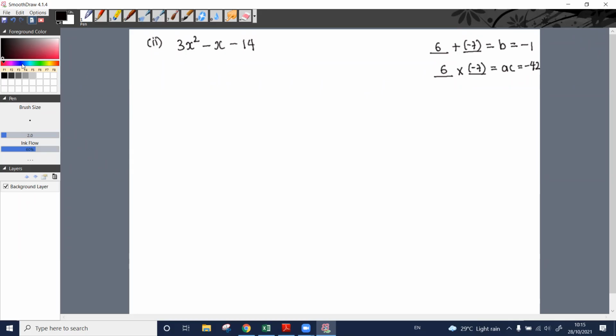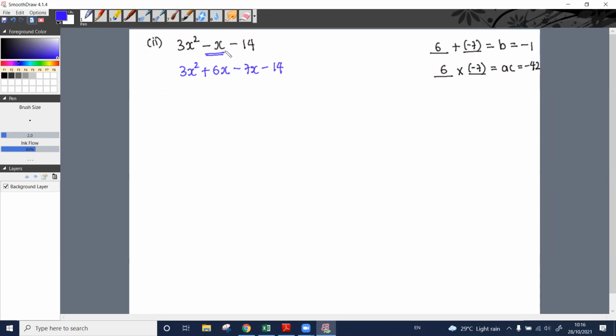Therefore, what we need to do? We need to split the term in the middle. Instead of writing 3x squared, minus x, we write it broken up as plus 6x minus 7x. Adding these two gives minus x. We use the numbers we found instead of minus x. Minus 40. Okay, we have split the term in the middle.